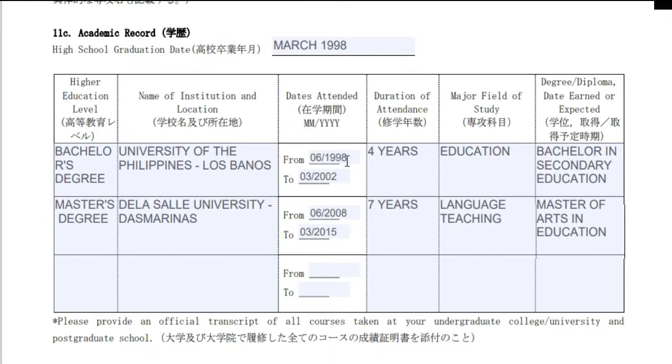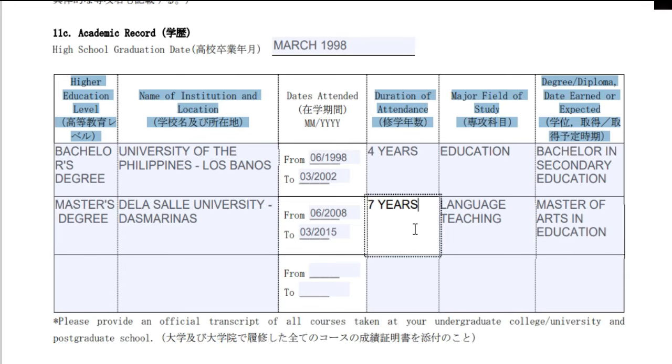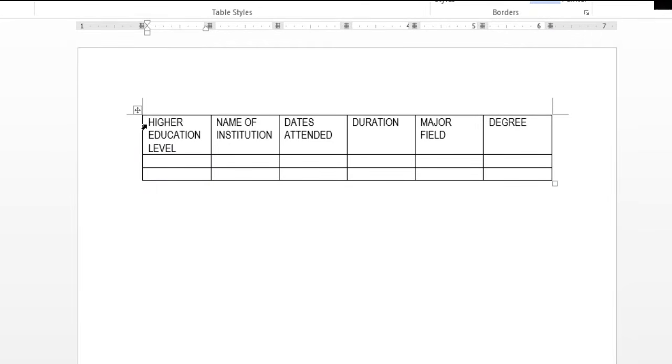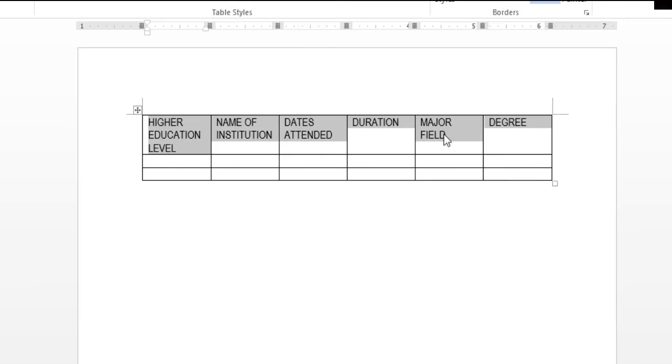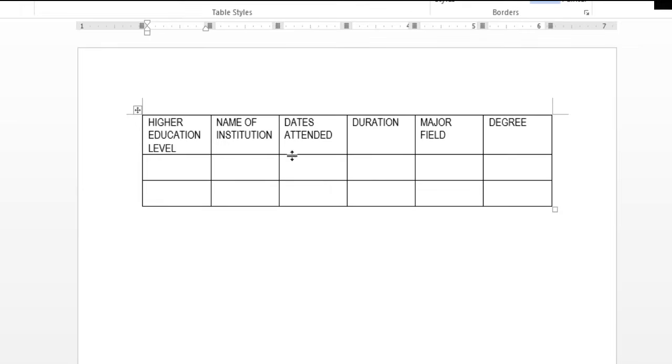Oh, by the way, for the academic record, if you have more than 3 higher levels of education that you want to include in this application form, you can just copy this table format. If you have more than 3 entries to include in this table, you have to make a table on a separate sheet, following the format here, like this, and then enter all the necessary information.